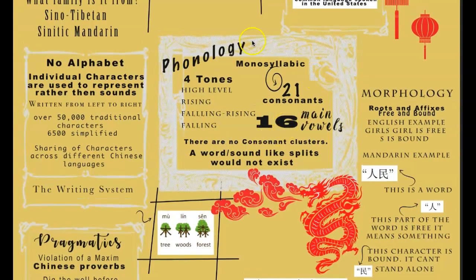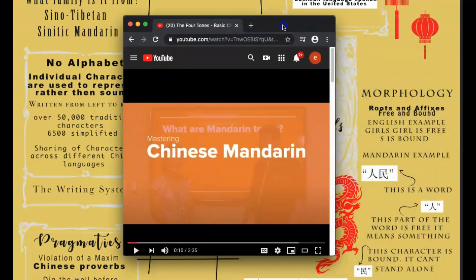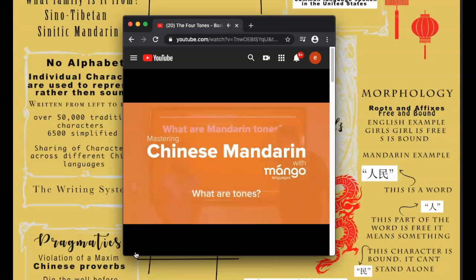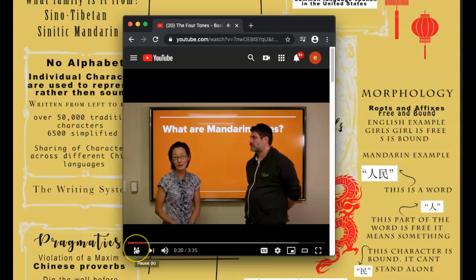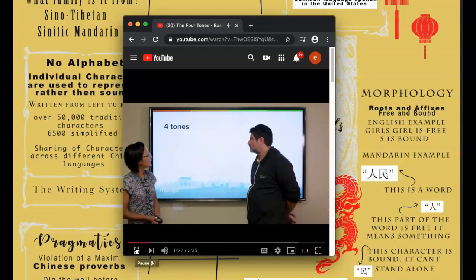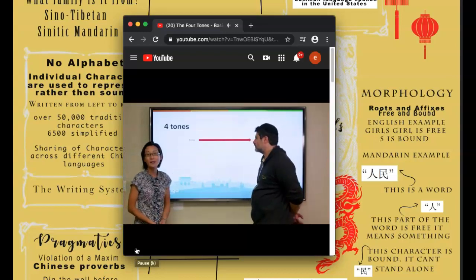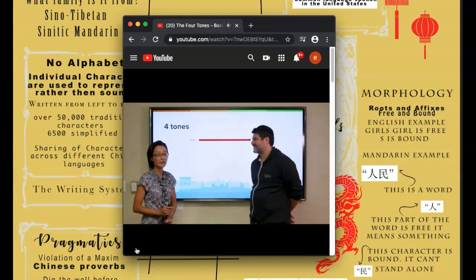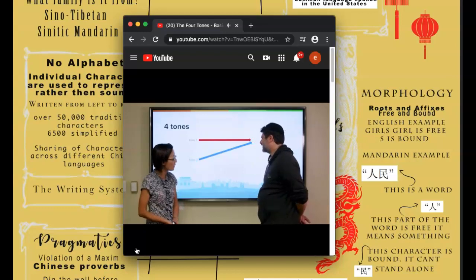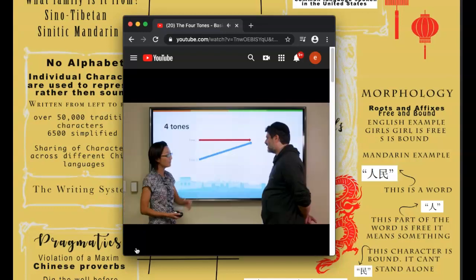So moving on to phonology. There are 4 tones used in Mandarin. Let's look and see them. There are 4 tones in Chinese, and they can change the meaning of the same syllable. Okay? So, first one is the high level tone. Very good. And second tone, we call it a rising tone.